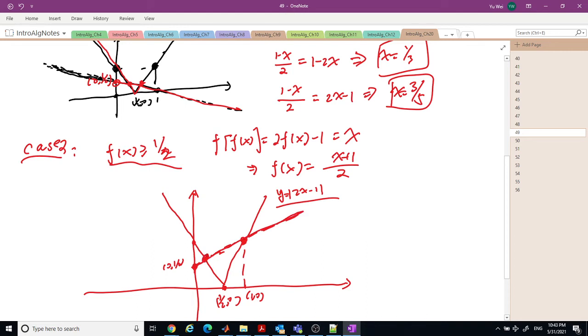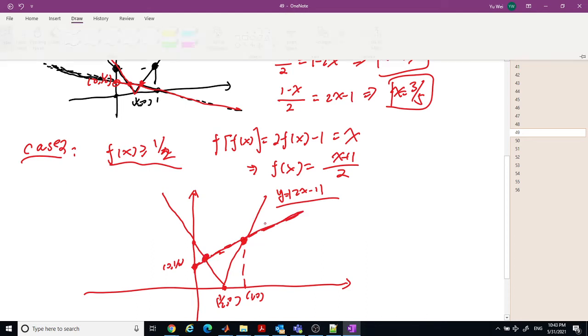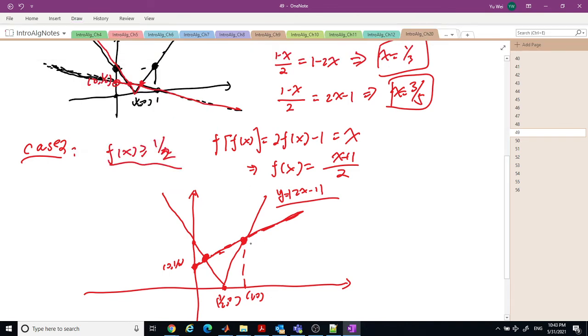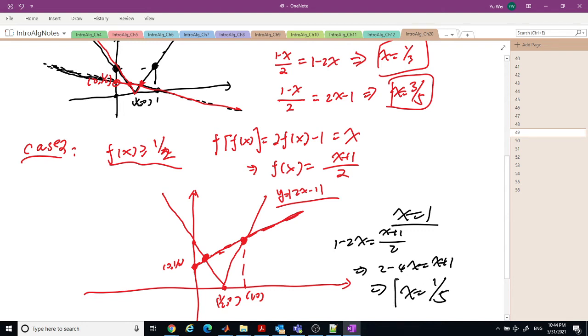So we have two intersections, one here, right? So you can see here that we have a solution x equals 1, right? And we have another solution, 1 minus 2x equals half of (x plus 1). That means 2 minus 4x is equal to x plus 1. So we can see x equals 1 over 5. Okay, so those are the 4 solutions to this problem.